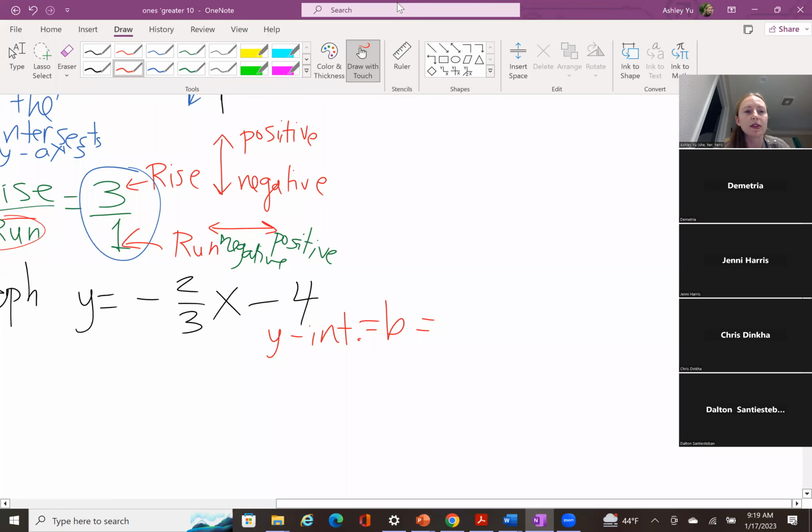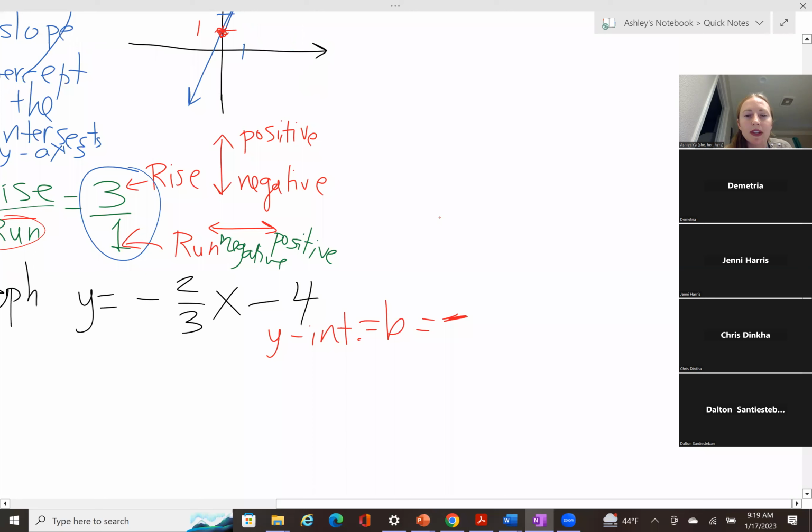So the value of b is just the number that's adding or subtracting at the end. It's a 4, but I also have to keep the sign with it. So it's not just a 4, but it's a -4. So I'll start on the y-axis at -4 when I graph.